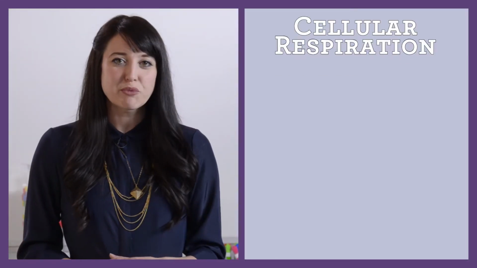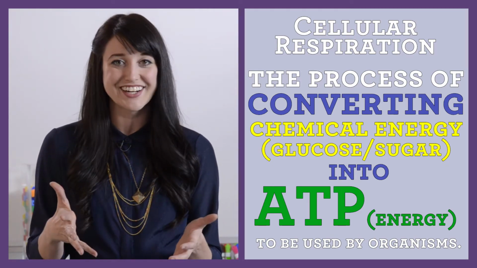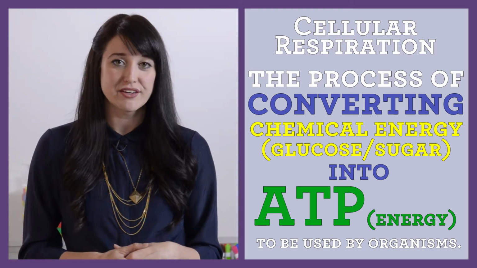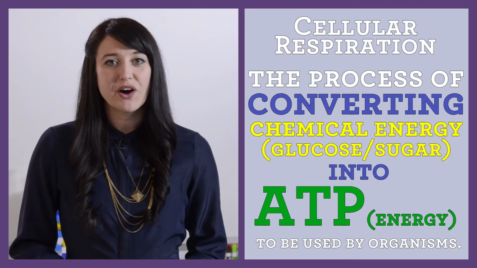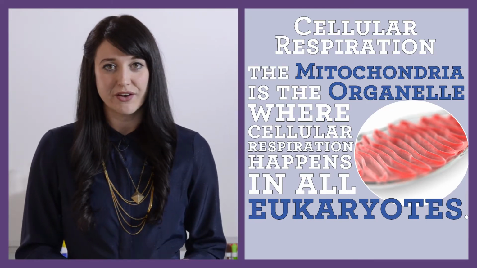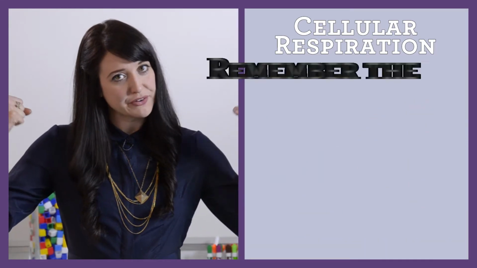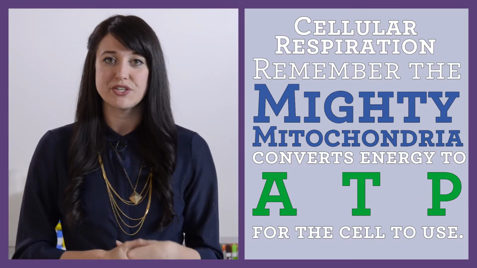Cellular respiration is the process of converting chemical energy in the form of glucose, or sugar, into ATP, which is a form of energy that's usable by the body. You can remember this by that Jackson 5 song, ATP is equal to energy. The mitochondria is the organelle where cellular respiration occurs in all eukaryotes. You can remember this as the mighty mitochondria converts energy into ATP for the cell to use.